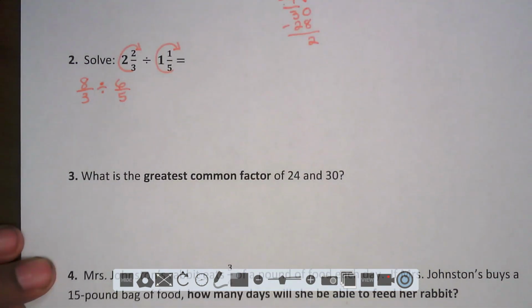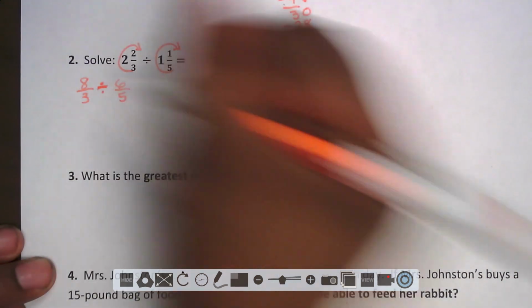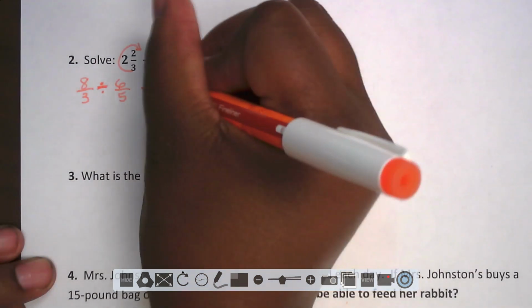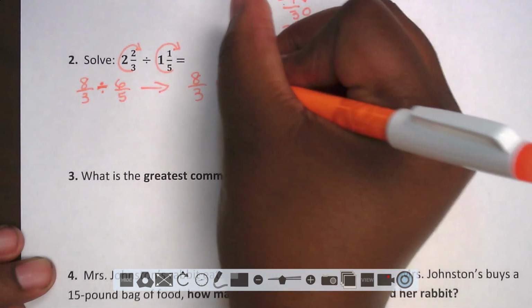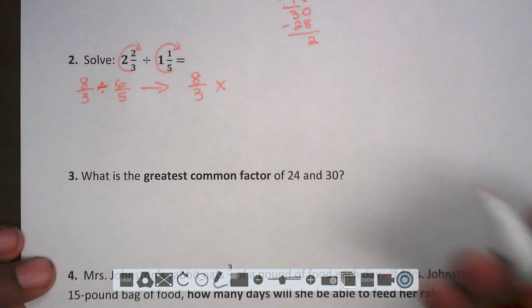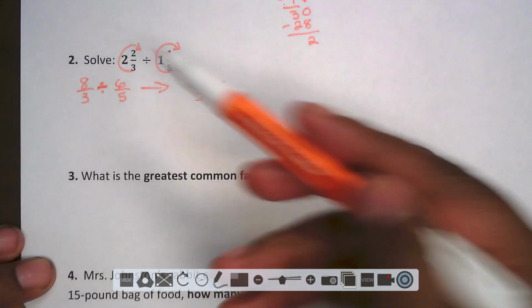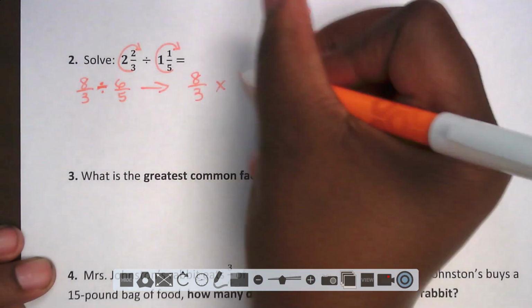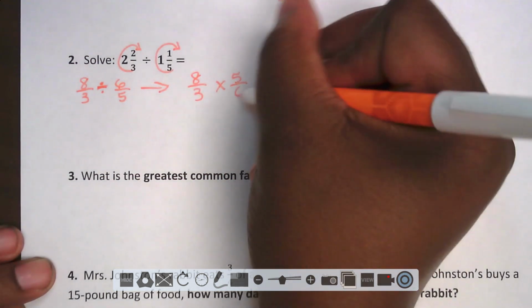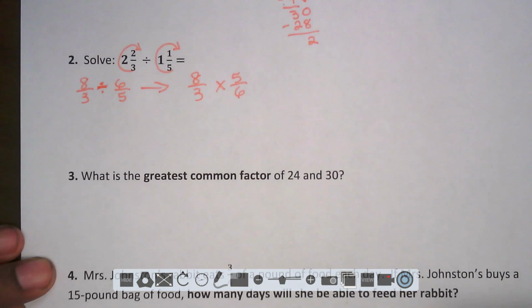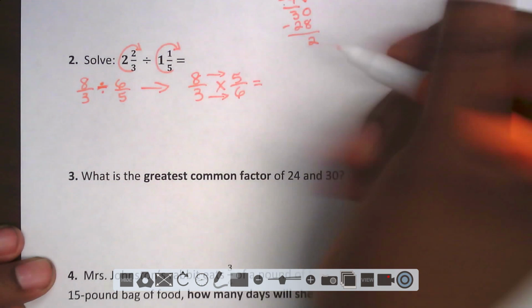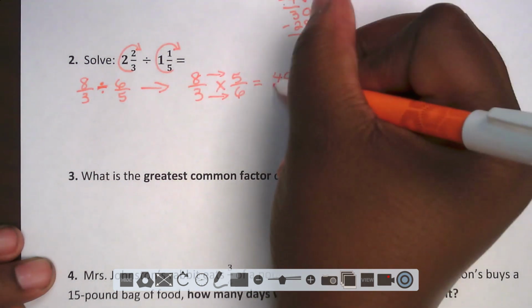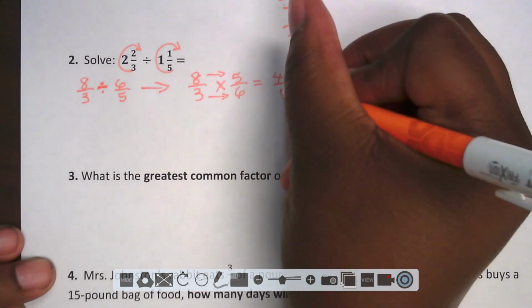So this is the math problem. 8/3 divided by 6/5. So I'm going to use the SOAR method. Keep the first number the same, change the operation to the opposite, and find the reciprocal of the second number. So our second number is 6/5. The reciprocal will be 5/6. Now it's time for me to multiply straight across. 8 times 5 is 40. 3 times 6 is 18.